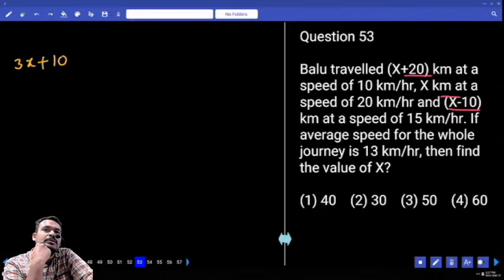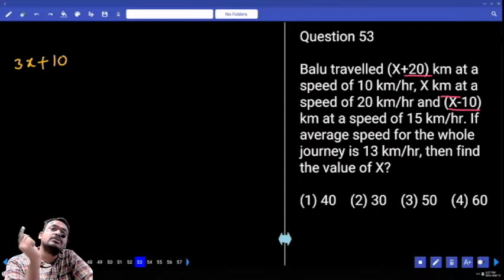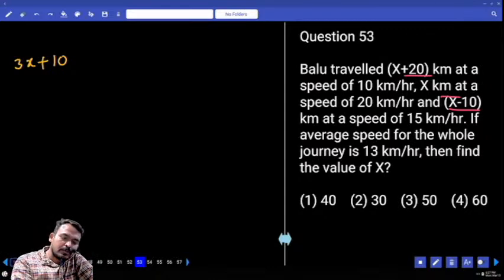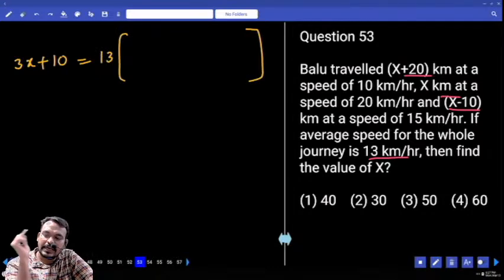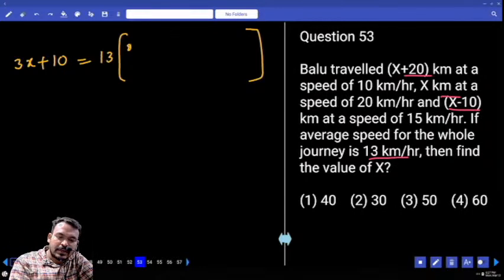Total distance is equal to total speed into total time, or not? Total speed means average speed, or not? What is the average speed value you are given? 13. That is equal to 13 into, again we require total time, or not? Total time means the time for the first x plus 20 kilometers, next x kilometers, next x minus 10 kilometers, or not?